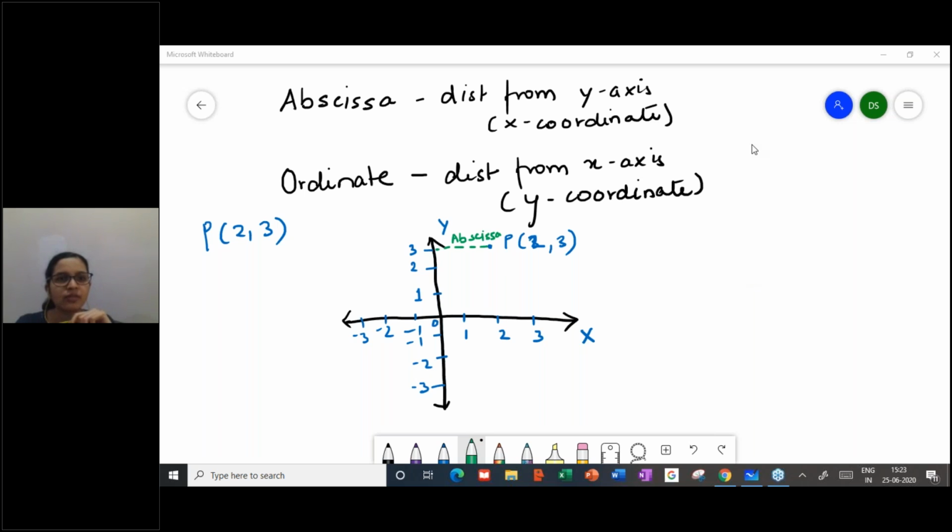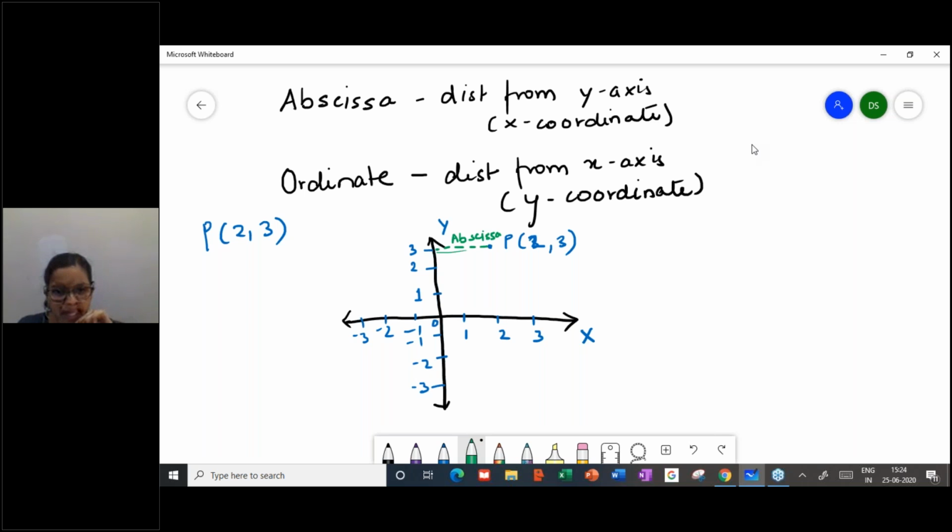So what does abscissa say? It's the distance from the y-axis. So basically I'm considering this is the y-axis, right? So I just drew a dotted line till the point. So this distance measured by this line from the y-axis to the point P(2, 3) is the abscissa of P(2, 3), right? So that's the technical term.